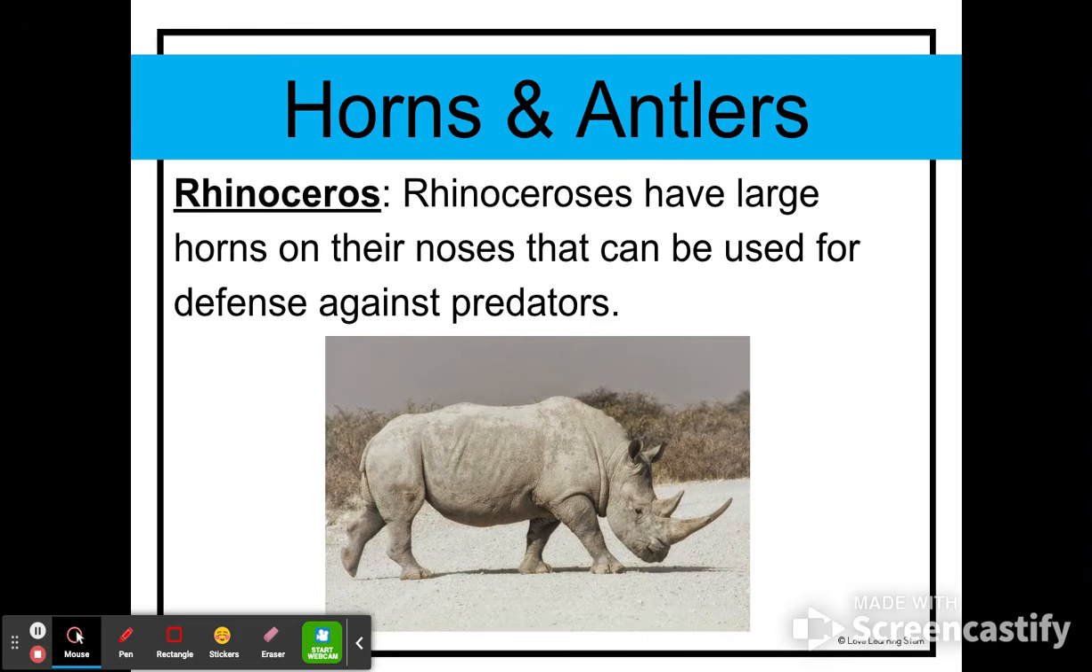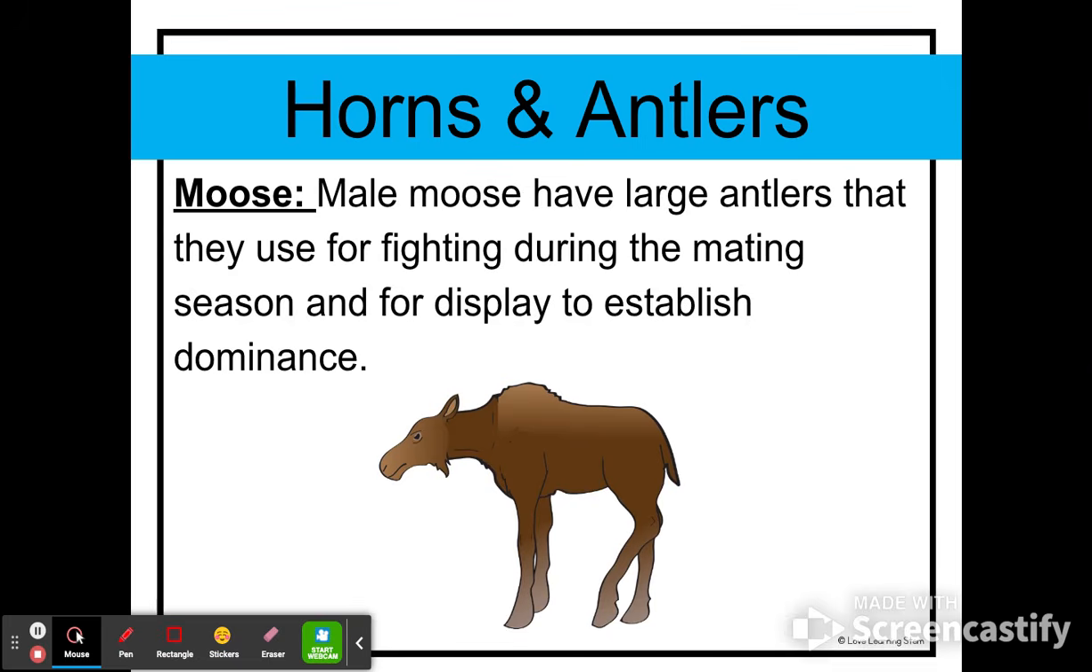Animals also have horns and antlers. Rhinoceros have large horns on their noses that can be used for defense against predators. Moose also have antlers, and they are used for fighting during the mating season and for displaying to establish dominance.